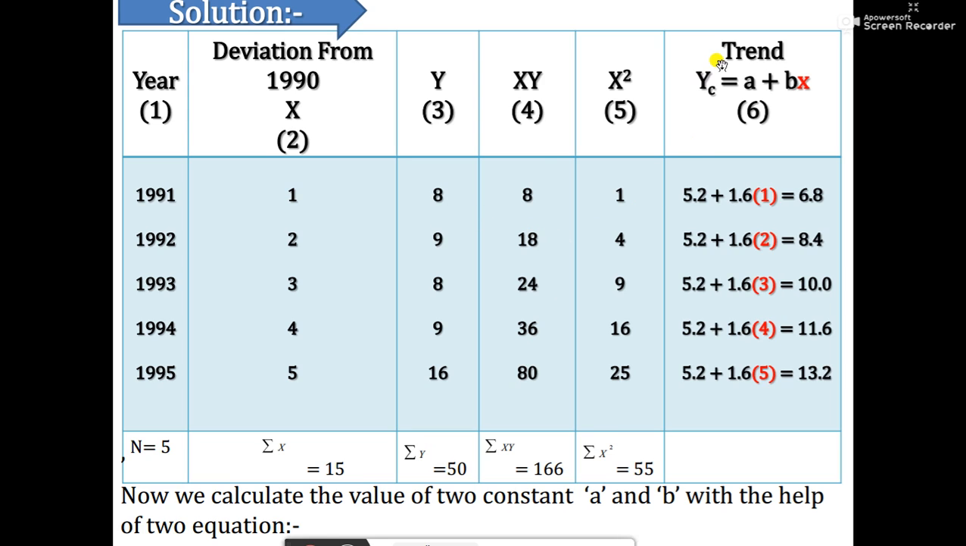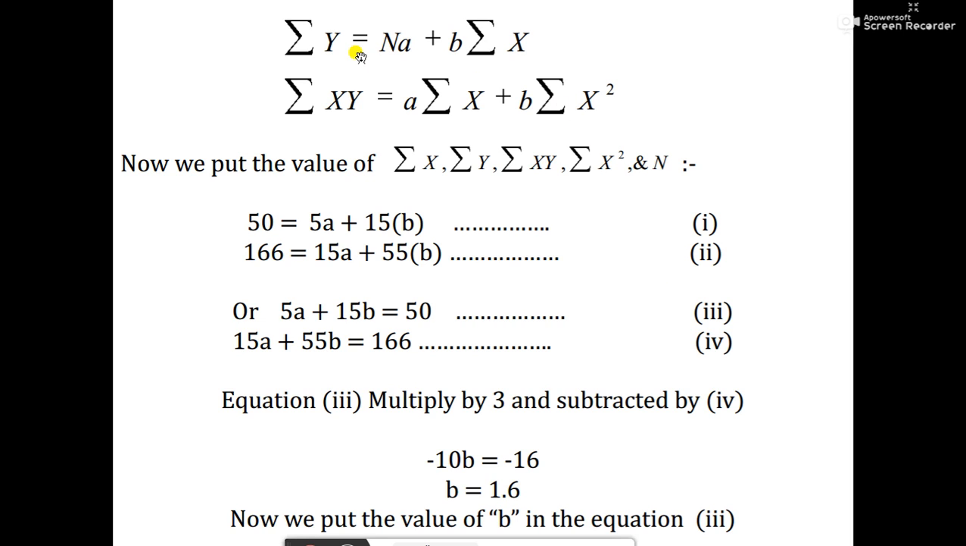And again, trend yc is equal to a plus bx. Now we calculate the values of the two constants a and b with the help of two equations. So before going to that, we need to find the values of a and b. So summation of y equals n times a plus b summation of x, and summation of xy equals a times summation of x plus b times summation of x square.